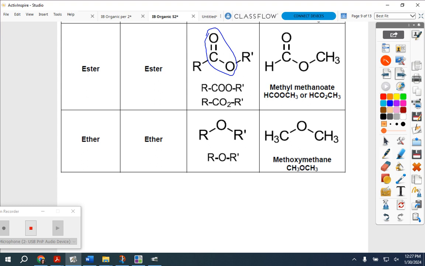But you do need to know what an ester group looks like. An ether group is without the carbonyl. It's just an oxygen in the middle of the chain. And how do you remember the difference between these two?